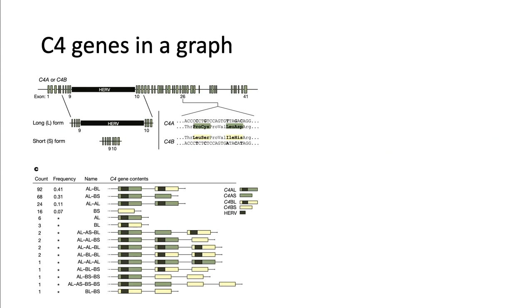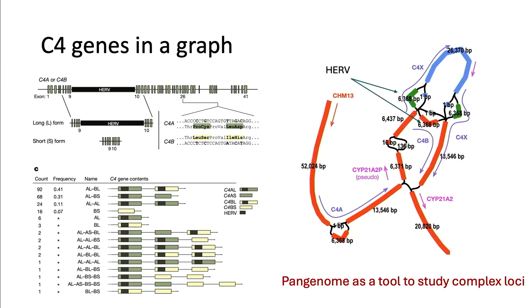And also come back to the C4 gene. With the pangenome graph, how do we represent this more complex case? This is a minigraph of this region. The thick red line indicates the reference genome. The reference genome goes this way, goes to here, and then goes here. And then you can see there's a copy.